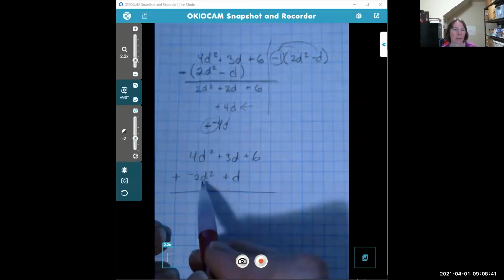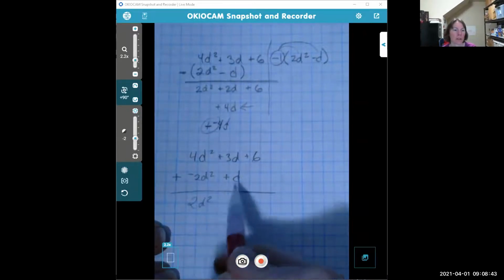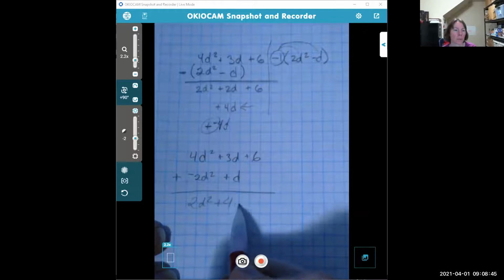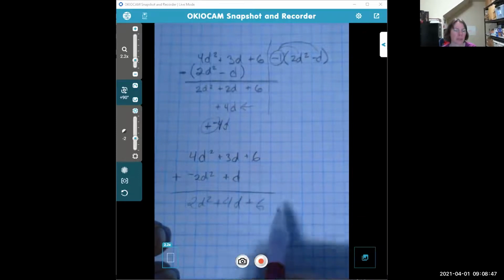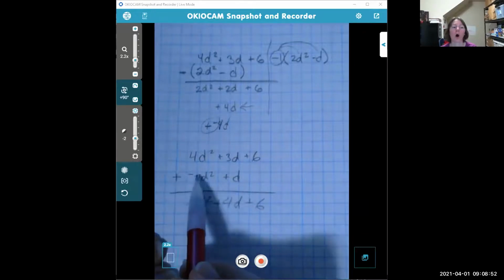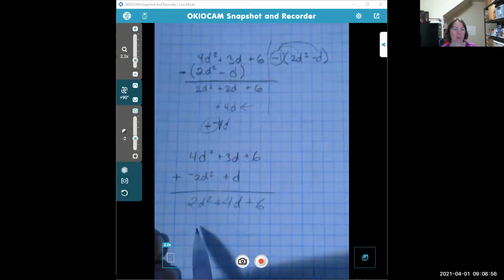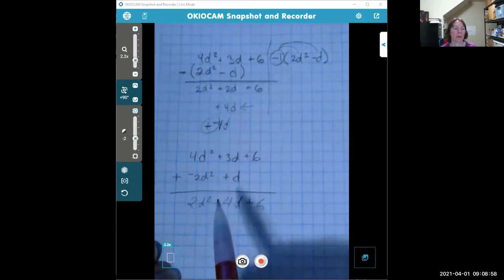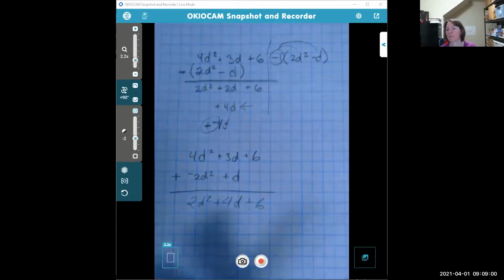Right? And then you would know this was 2d squared plus 4d plus 6. So if this is an easier way to think about it, just make sure you're changing all of the signs. Right? You can't miss one or you'll come out wrong. So whichever one of these two ways you would rather think about it, they're the same thing.